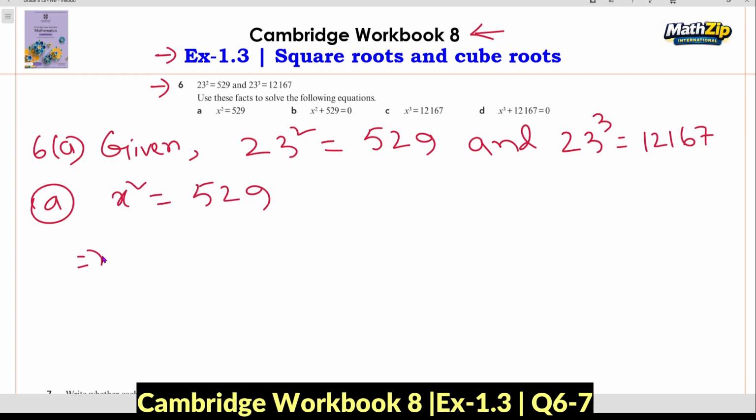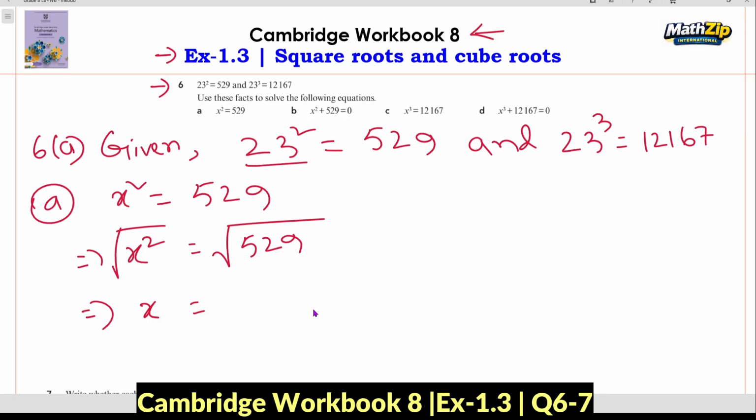We have to find out the value of x, so we can take the square root of x square, and here also the square root of 529. So we can write x square; once we take the square root, it will be x, and this one is already mentioned as 23 square, right? So we can write this as plus or minus 23.